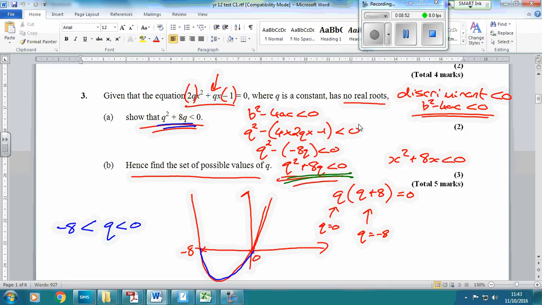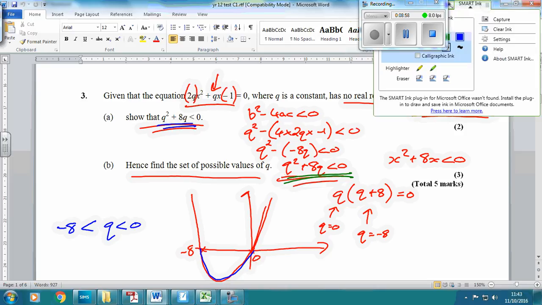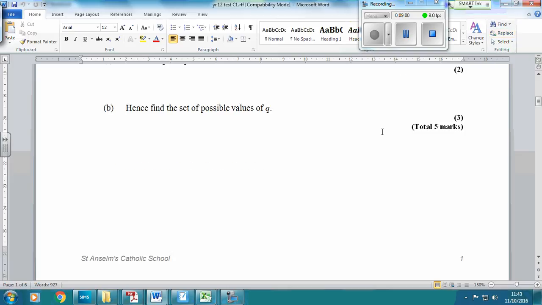Okay, it may seem tricky at the moment, but the more you see of these questions, the more familiar it becomes, and in the end it becomes second nature. Okay, next question.